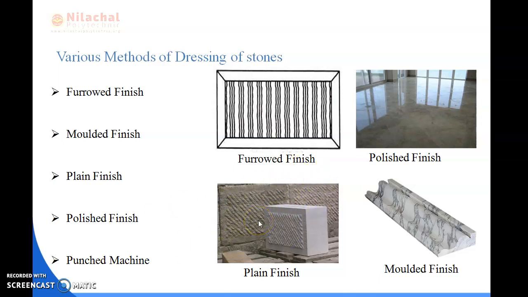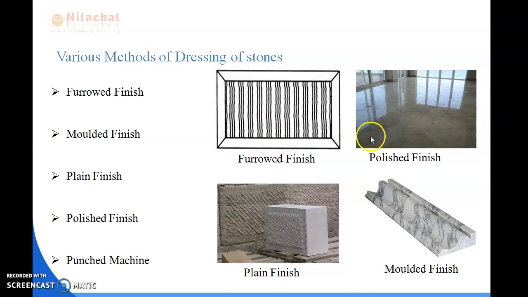Next is polished finish. Here you can see the polished finish. In this type of finish, the surface of stone such as marble and granite can be polished by hand or with a machine. In the diagram you can see the marble and granite which have been polished, and in your houses you have seen the polishing done after all the work. Marble and granite are examples.